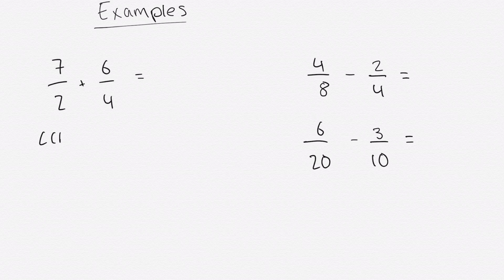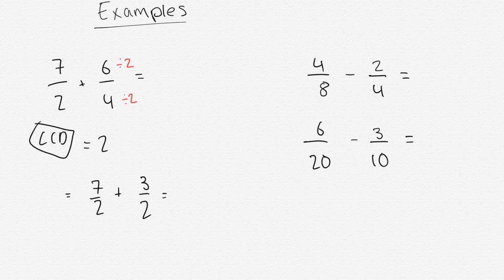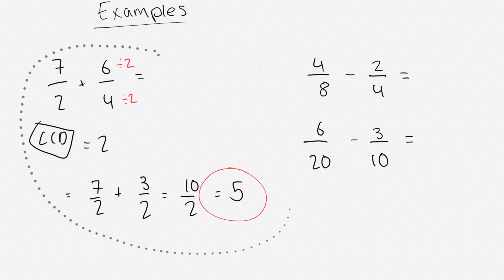Let's do a second example. We have 7/2 plus 6/4. So the lowest common denominator is actually 2. So we'll divide 6/4 by 2/2. And so we get 7/2 plus 3/2, which is equal to 10/2, or more simply 5.